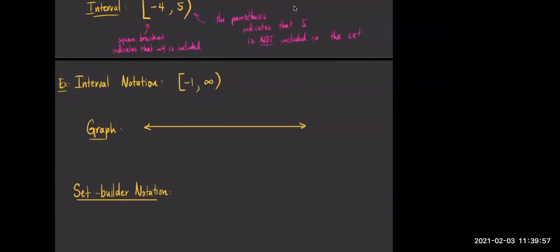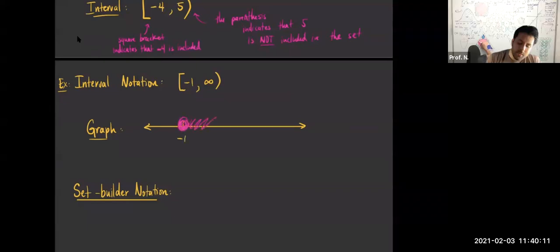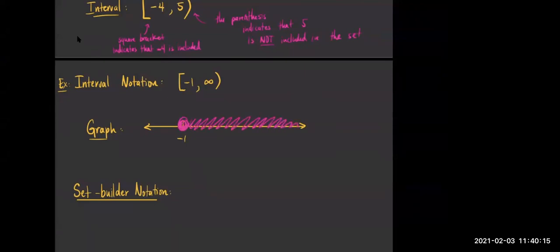So -1 would be a closed circle. Correct. And you would shade everything until infinity, everything to the right. Good. So that's how you graph it. That's pretty straightforward. Now, what would be the set builder notation?